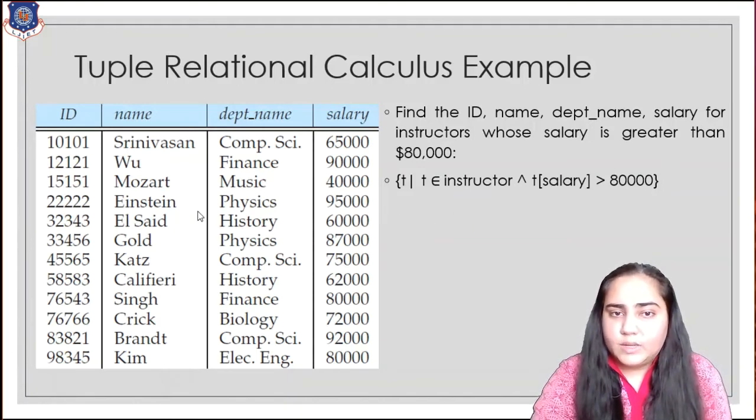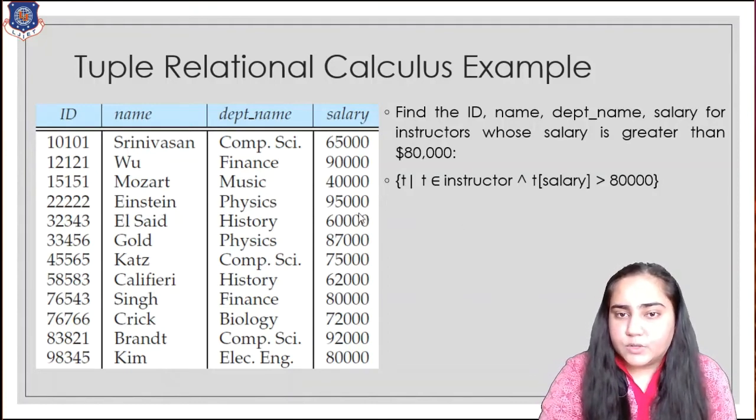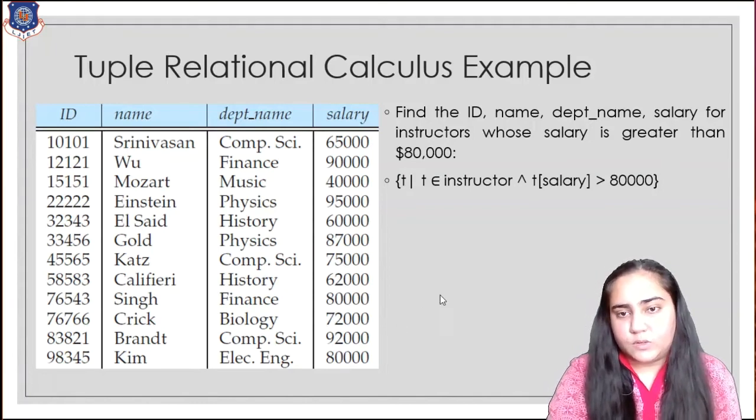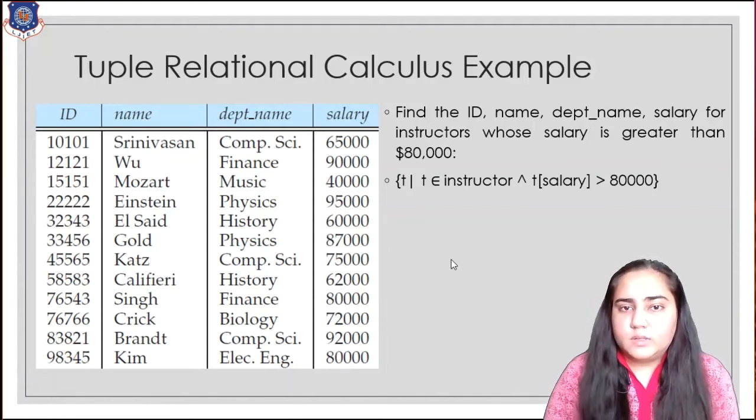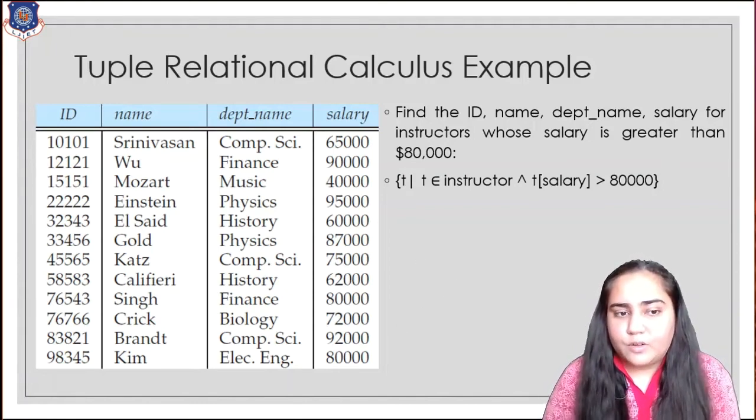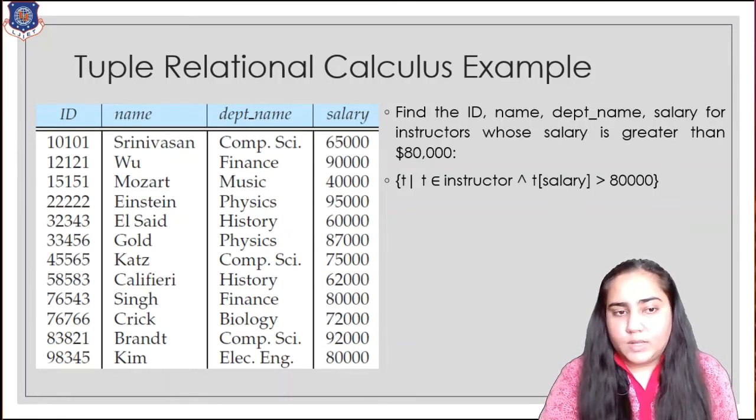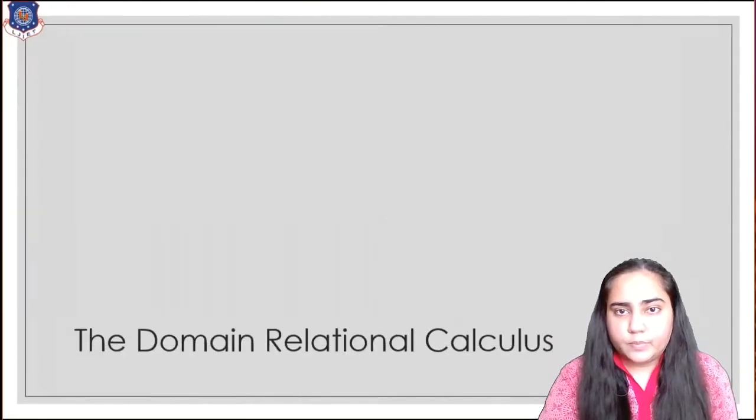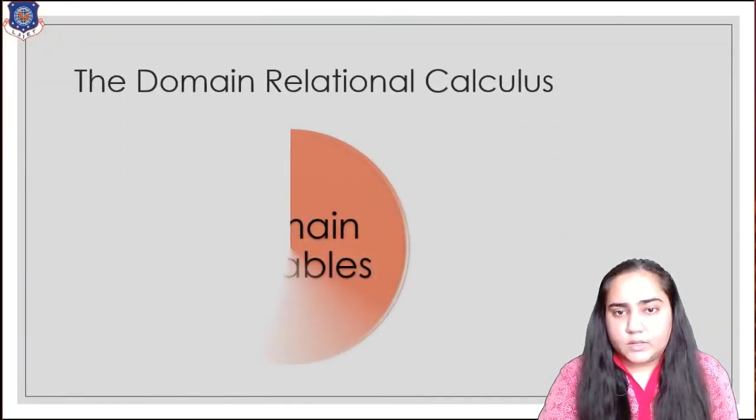And similarly, this row with Einstein is produced in the result. The row with Gold and Physics is produced in the result. And the row with Brandt and Computer Science is produced in the result. So this is a very simple example of a tuple relational calculus query. Now let's proceed to domain relational calculus.